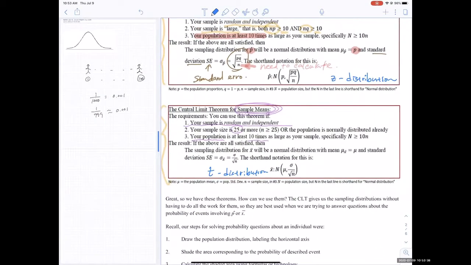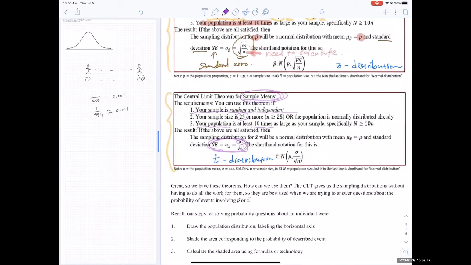So far so good. One other thing is that the standard error for your sample mean, or standard deviation, is going to be your population standard deviation divided by the square root of n. Any questions so far?